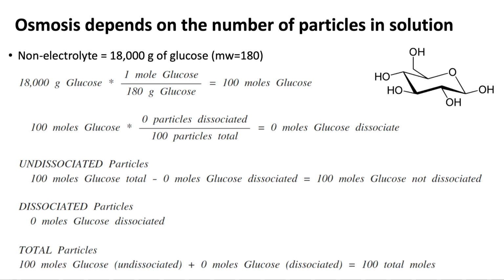So the total number of particles is the number of particles undissociated plus the particles dissociated. Since we had 100 moles of glucose undissociated, and we add the 0 moles of glucose that dissociated, we have 100 total moles. Since glucose does not dissociate, we have the same number of particles as we have moles, in this case, 100 moles. Now, this was a very simple example of a non-electrolyte that doesn't dissociate, so clearly you get the same number of particles as you started with moles.